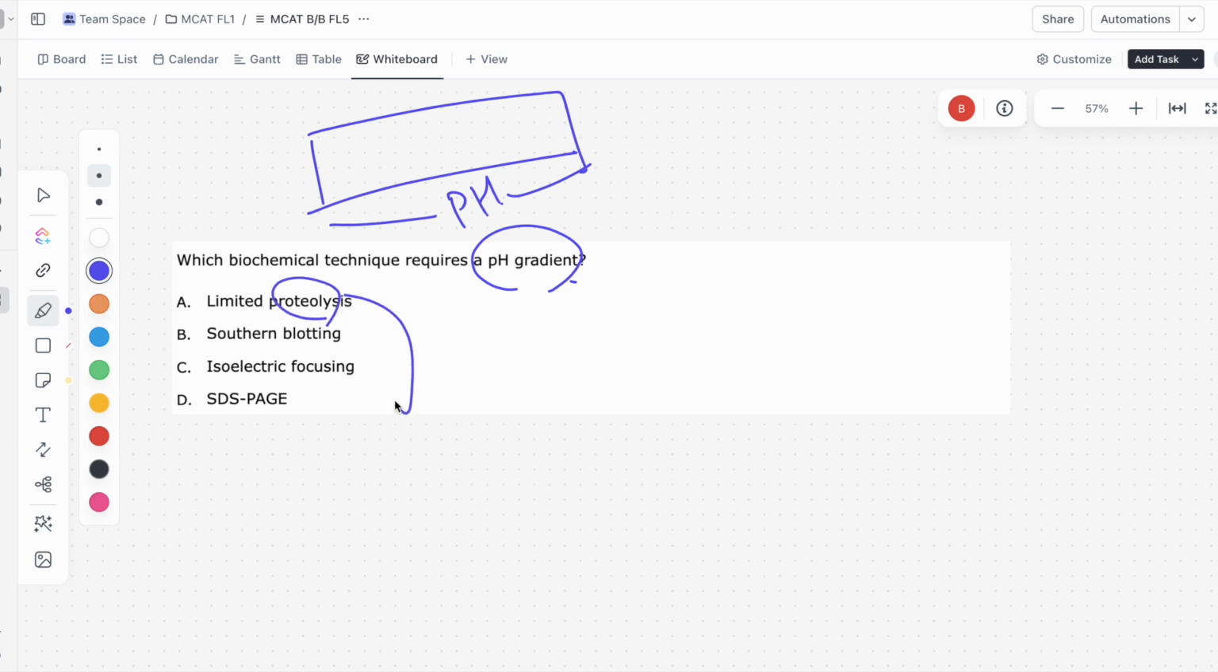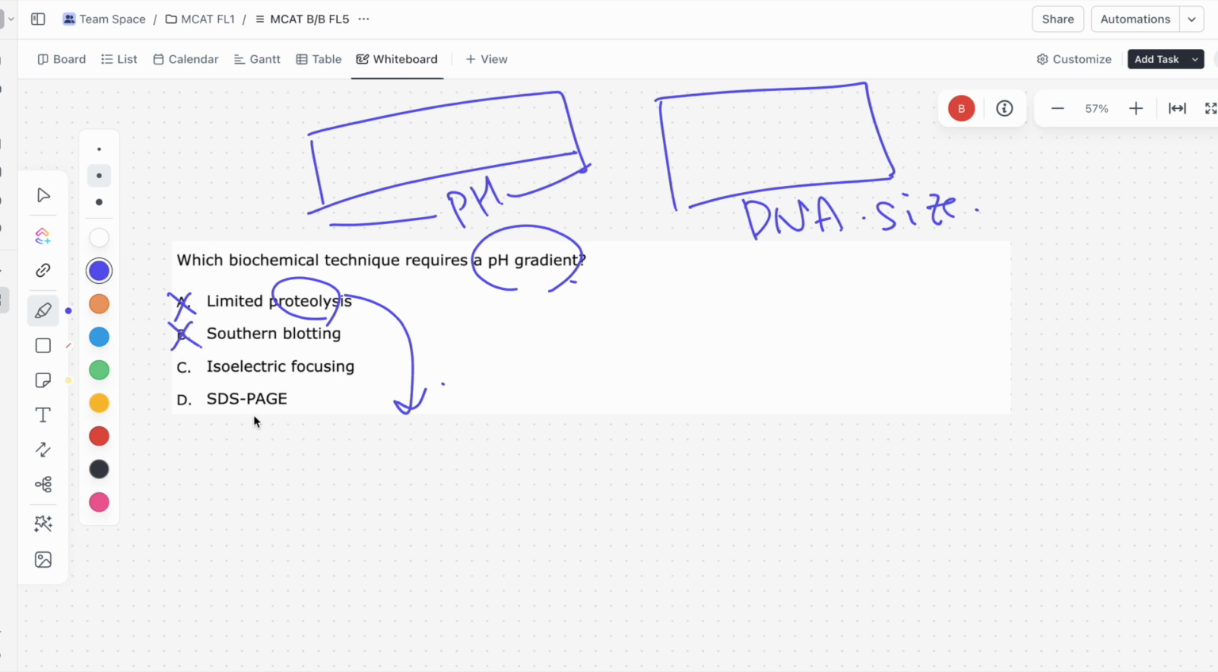Proteolysis is the breaking of peptide bonds. This does not require a pH gradient, so A cannot be correct. B, Southern blotting. So remember, this is when you're separating on a gel. First, it's DNA, and you're separating by size, not necessarily by anything related to its pH. So Southern blotting is not the correct answer. I'll move on to D, SDS-PAGE.